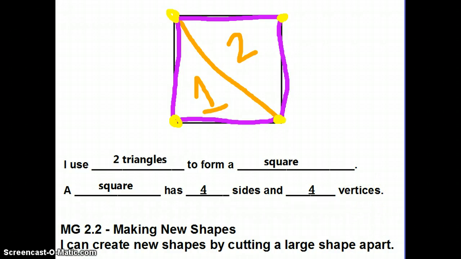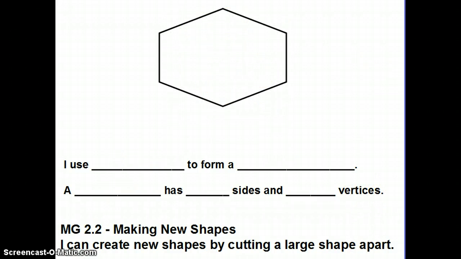Okay, so let's go ahead and do this last one right here. Right here I have what's called a hexagon. A hexagon can be cut apart into smaller shapes. So I can go ahead and cut it right in the middle. That makes 2 trapezoids. Okay, so I'm going to complete my second frame by saying I use a hexagon to form 2 trapezoids. And a hexagon has, so let me count my sides.